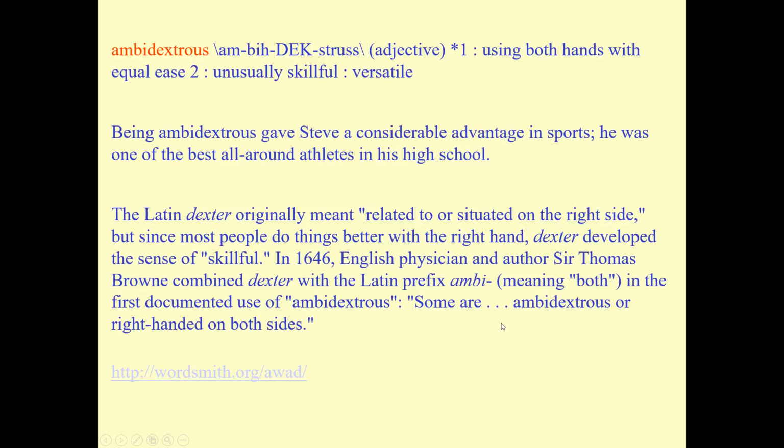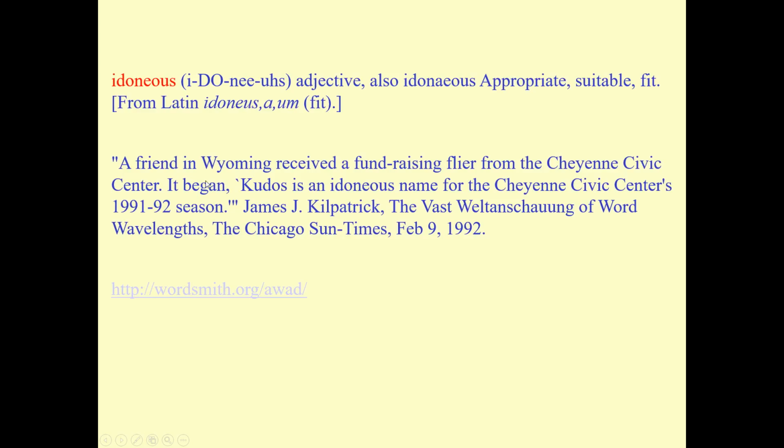I mentioned the word ambidextrous, which comes from dexter, meaning right, and ambo, meaning both. It means using both hands with equal ease, or it can mean someone who's unusually skillful at something. The word adonius I mentioned was an English word. Notice how it's spelled slightly differently than the Latin word, but it basically means the same thing as it means in Latin. It means appropriate or suitable or a good fit.